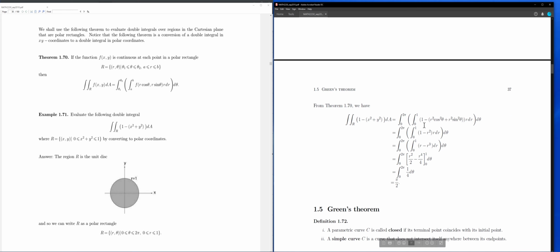Now I go ahead and do my integration. The first thing I want to do is simplify. Here I can factor out an r squared, so I have cos squared plus sine squared, and cos squared plus sine squared is equal to 1. So I end up with this r squared over here, and now I have this double integral.